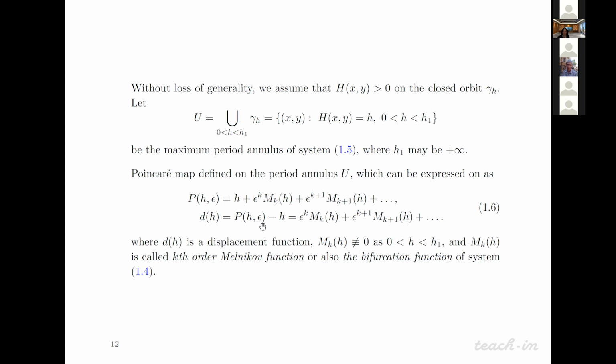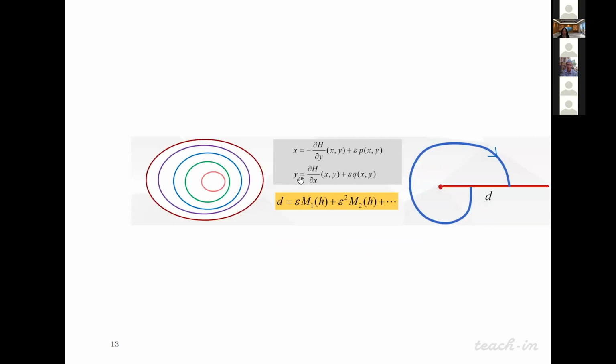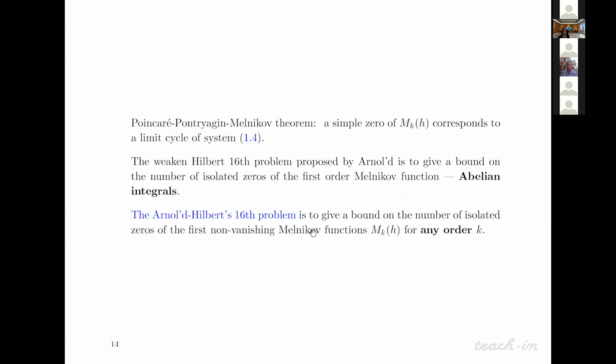So for this perturbation, you get the displacement function. Arnold's problem is to give a bound on the number of isolated zeros of the first order Melnikov function, so that means k equals 1. We also call this kind of function an abelian integral, because this Melnikov function and the perturbation are polynomial. This is what we call the weakened Hilbert 16th problem.